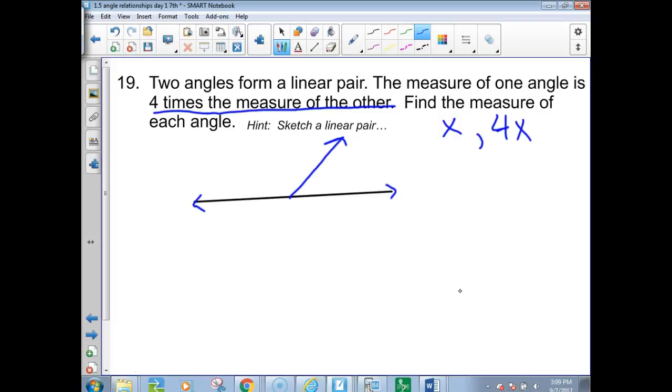Now, where do you think I should put x, and where do you think I should put 4x to make this make sense? Okay, good. That makes sense to me. The smaller one on the smaller angle. And then what do they add up to? 180, because they are a linear pair. And then you guys solve it. I'm done.